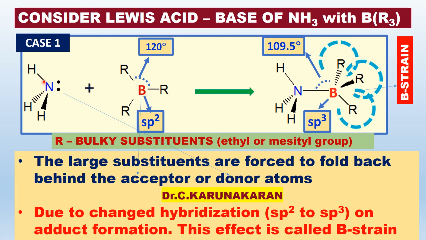The nitrogen atom in amine or ammonia is sp3 hybridized. Here, the bulky substituents are not present. In case 1, the bulky substituents are not present in amines. In the next case, the bulky substituents are present in amines or ammonia. Now, in trialkyl borane, the boron is in sp2 hybridization.